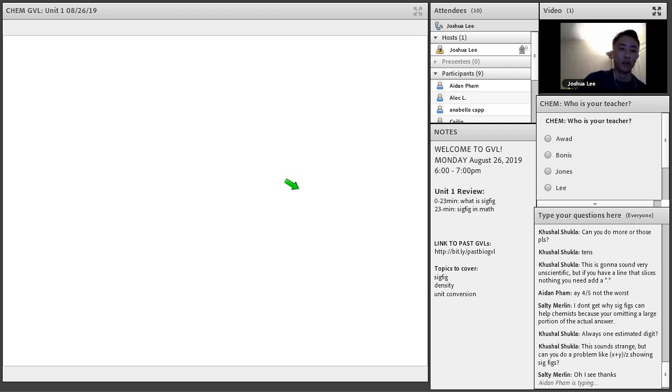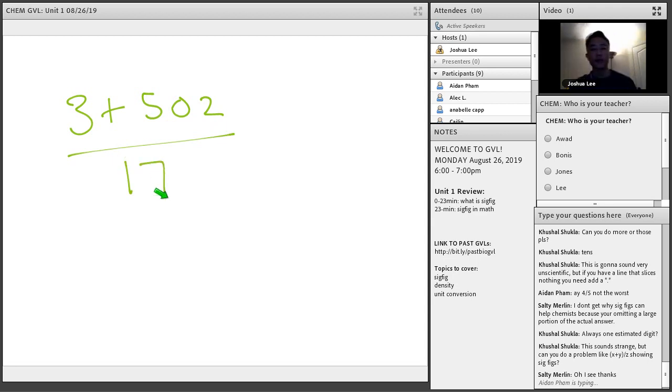So if we do 3 plus 502 divided by 17. This is where you get to know your PEMDAS. Please excuse my Jared and Sally order of operations. If you do it on top, it becomes 505 plus 17. Currently I'm doing math, pretending like I know nothing about sig figs.